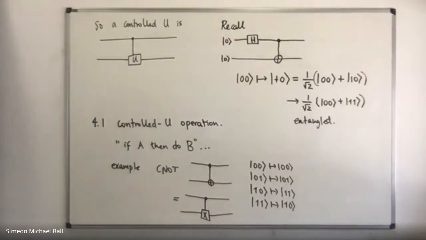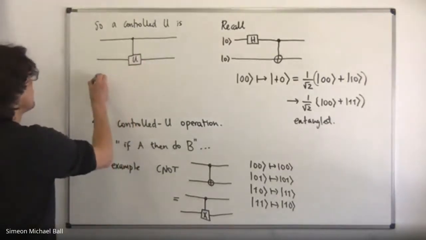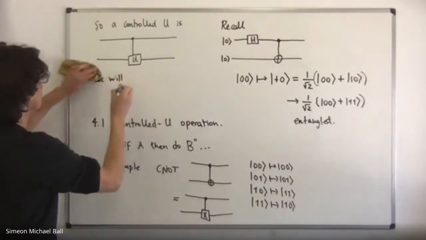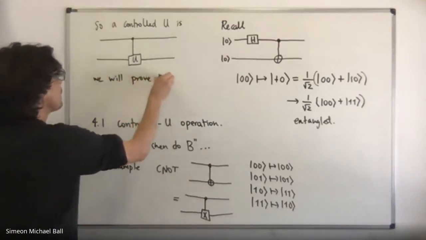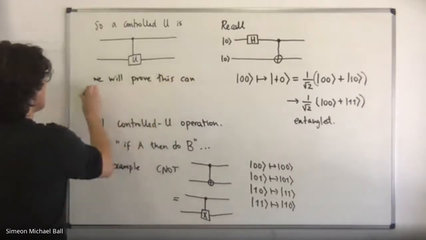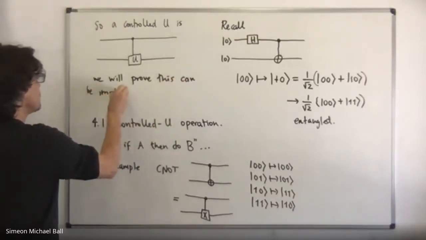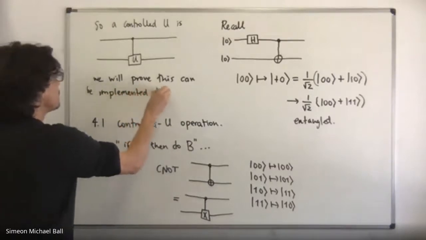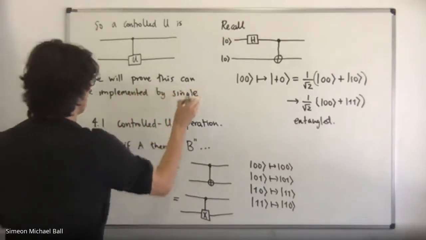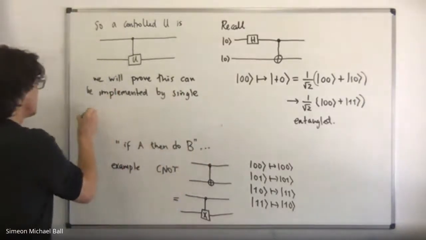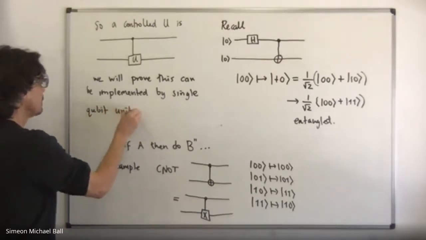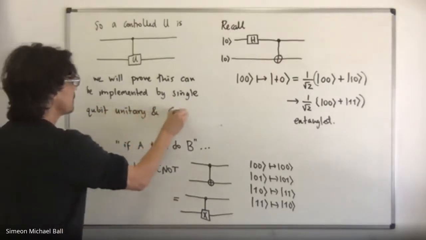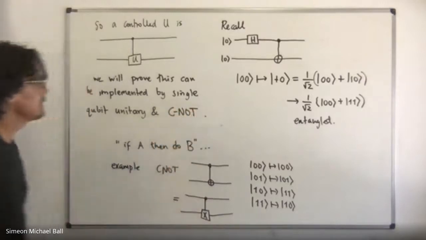So we're going to be showing that this control U can be implemented. So we'll prove this can be implemented by a single qubit and C naught.